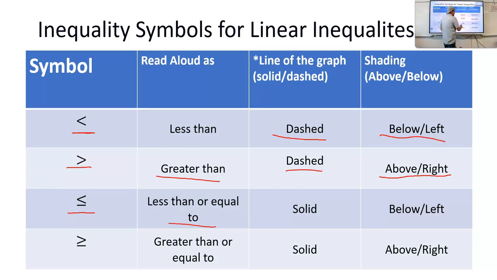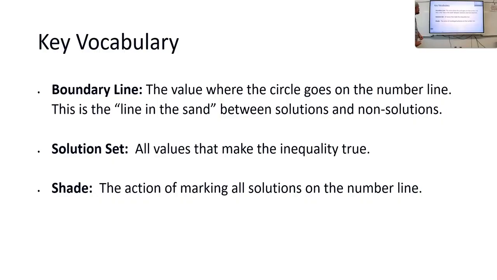Here we have a less than or equal to. Less than or equal to are going to be solid lines, and it's going to be below or to the left of your line is where you're going to shade. Greater than or equal to is a solid line, and that will also be shaded above or to the right of your line. Okay, so let's take a look at a couple examples of how this works.